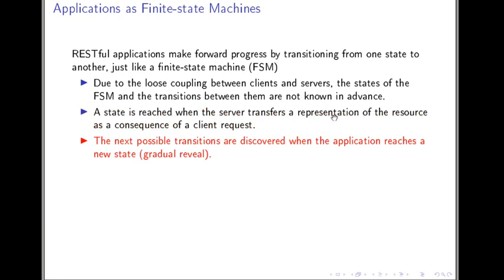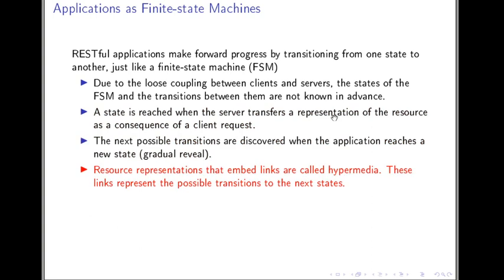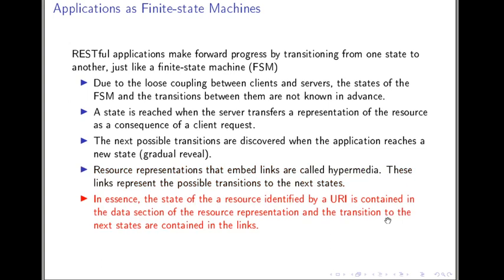The next possible transitions are discovered when the application reaches a new state. Resource representations that embed links are called hypermedia. So what is hypermedia? Basically, it is the resource representation that embeds links. These links represent possible transitions to the next state. So how is one state transferred to the next state? It is using hypermedia. In essence, the state of the resource identified by a URL is contained in the data section of the resource representation, and the transitions to the next state are contained in links.